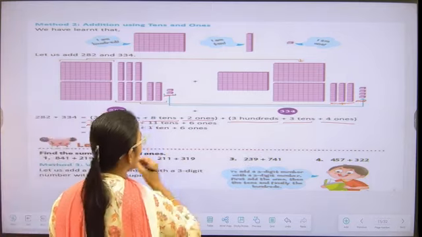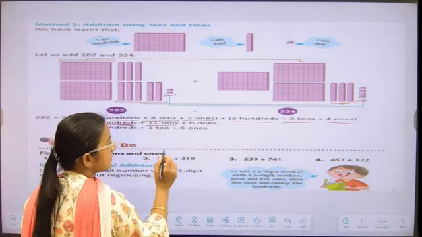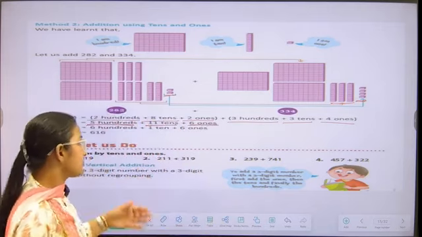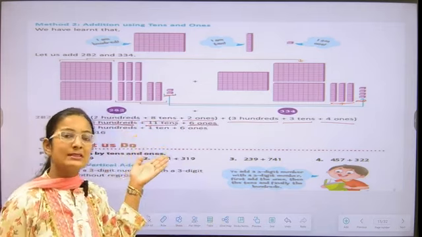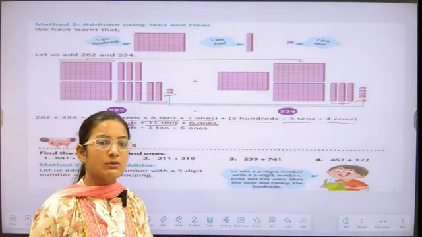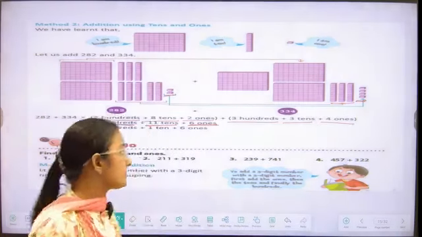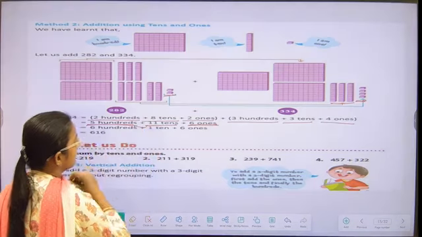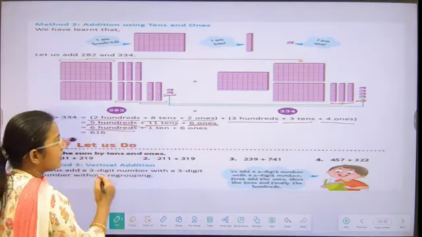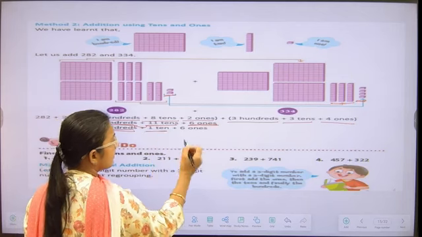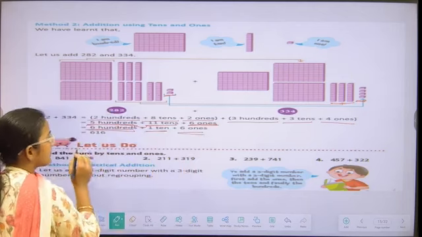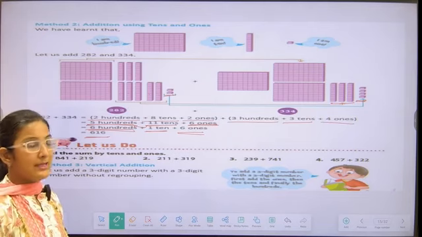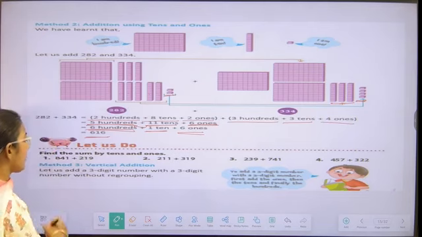8 tens and 3 ones will make 11 tens, and 2 ones and 4 ones will make 6 ones. And student, we know every 10 tens blocks will make a 100 block. So what we can do, we can give 100 to this. So it will make 600, and 10 tens are left over here and 6 ones. So our sum will be 616, student.